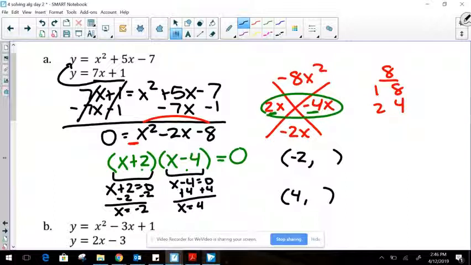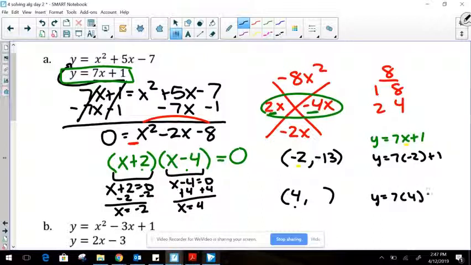I need the y value for both of them, though. So what I'm doing is I'm looking at my linear equation. That one's easier, so we use that one. So I'm going to rewrite it over here. y equals 7x plus 1. I'm plugging in my x value, which is negative 2, in for x right here. Okay, so I have y equals 7 times negative 2 plus 1. So negative 14 plus 1 is negative 13. All right, then I'm going to plug in 4 for x. So I have y equals 7 times 4 plus 1. Okay, so 28 plus 1 is 29.